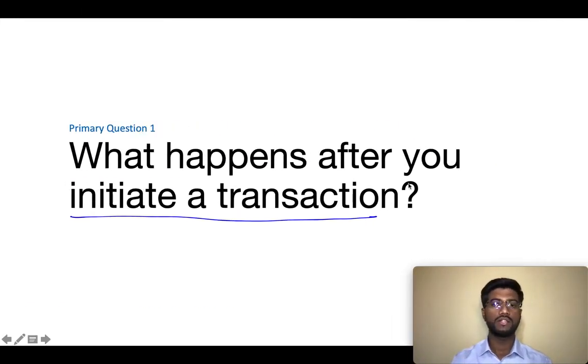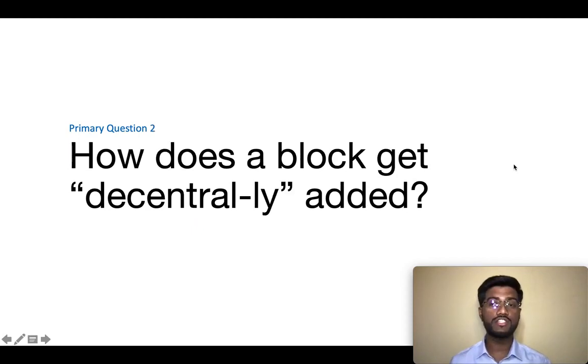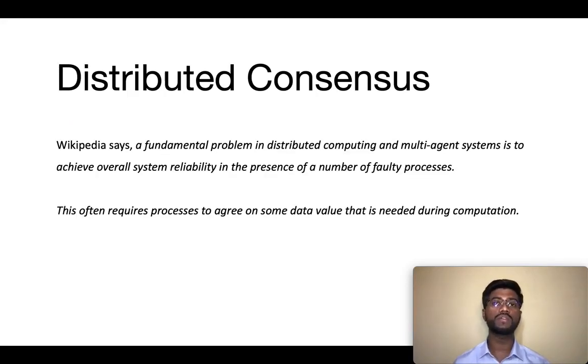Going back, let us take a look at the second essential question that we need to be able to answer. How does a block get decentrally added? And to answer this question, we have to go deep into understanding the core criteria or a concept behind decentralization in a blockchain network that is covered by the concept of distributed consensus.